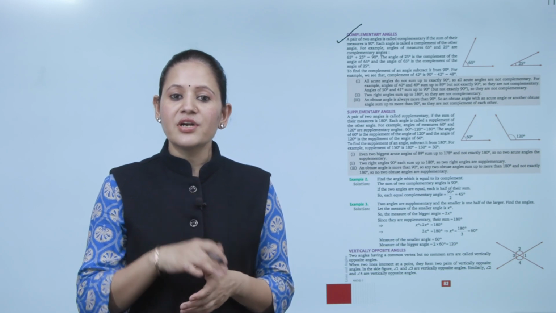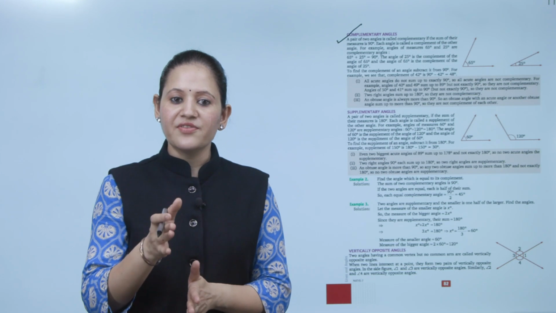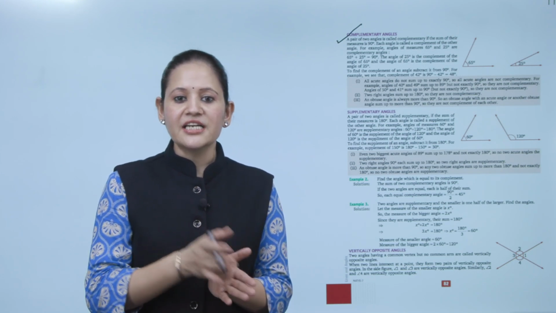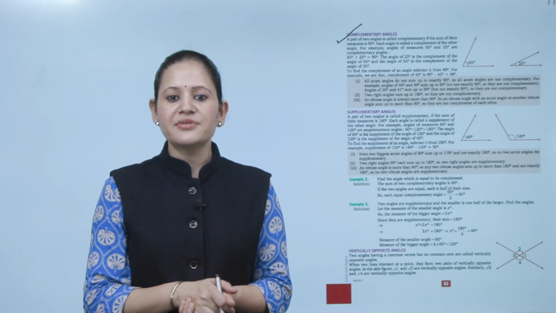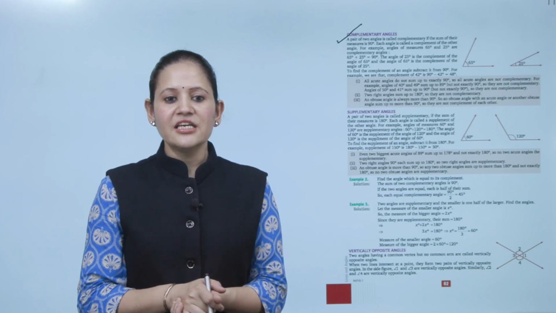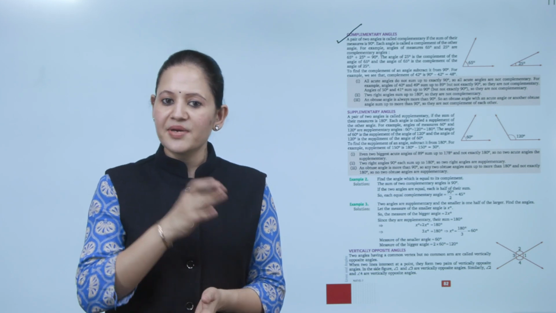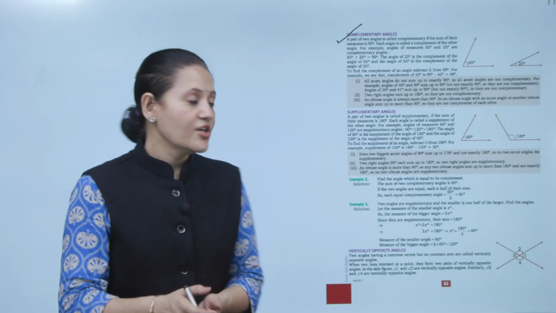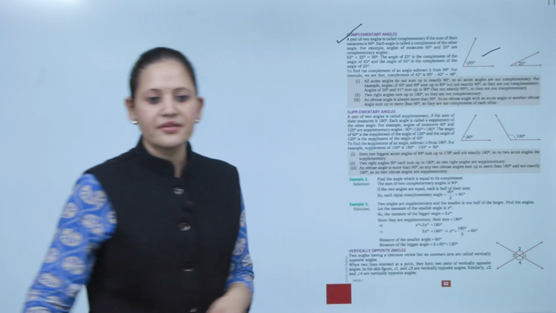So the angle of 25 degrees is the complement of the angle of 65 degrees, and the angle of 65 degrees is the complement of the angle of 25 degrees. To find the complement of an angle, subtract it from 90 degrees. For example, the complement of 42 degrees is 90 minus 42, that is 48 degrees. So these are complementary angles, 65 and 25.